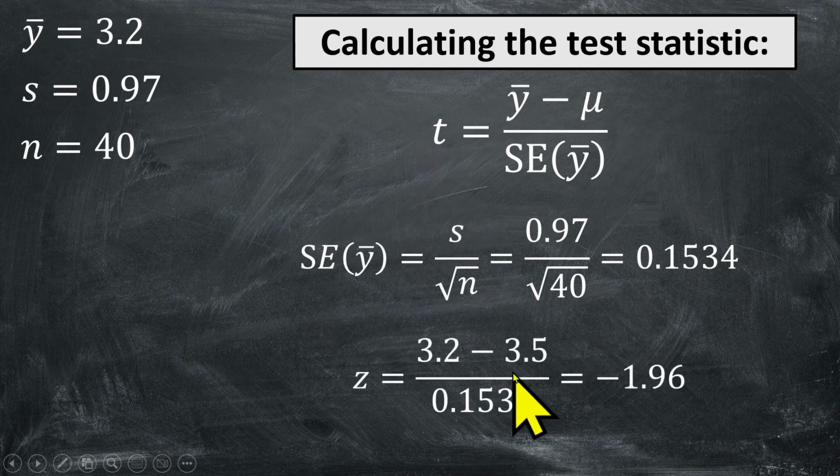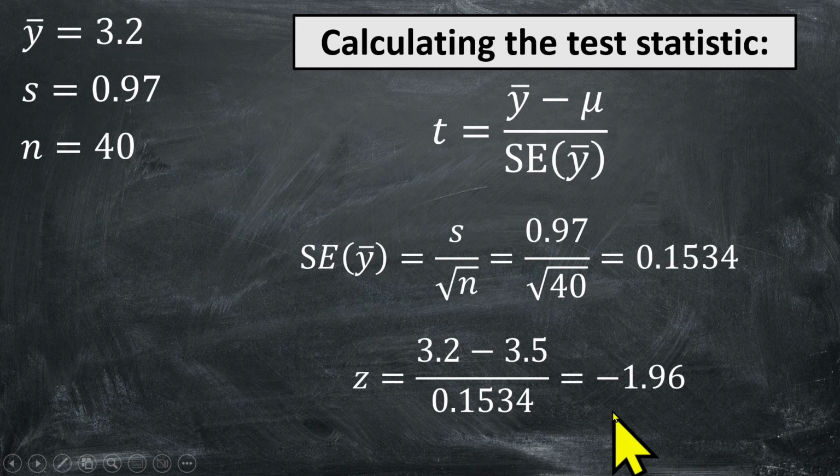We're looking at the distance between the mean value of our sample and the mean value under the null hypothesis. That distance in terms of standard deviations is minus 1.96. So what this number tells us is that our sample mean is 1.96 standard deviations less than the mean under the null hypothesis.